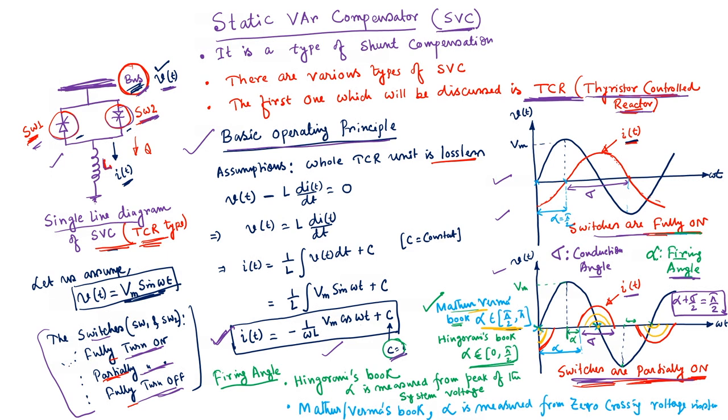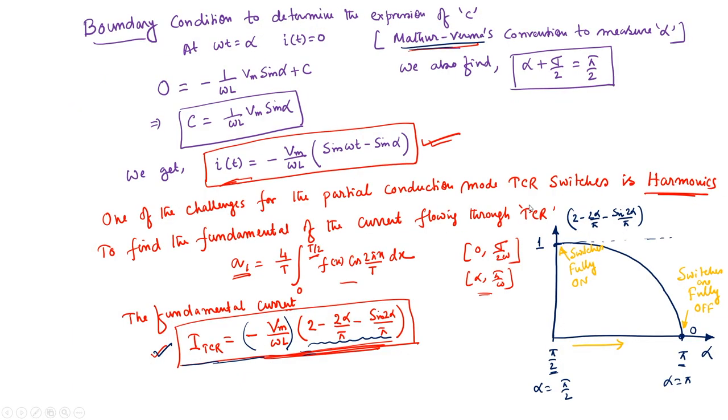So, when some signal is a distorted sinusoid, then we need to have the harmonic analysis. Okay. And in my last lecture, I also showed you how to derive the fundamental component of this I of TCR. What is I of TCR? This I of TCR is basically representing the fundamental current drawn by this TCR, when it is connected to a particular bus of a power system.